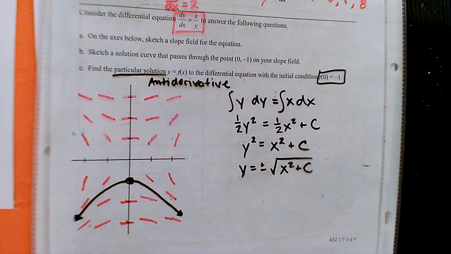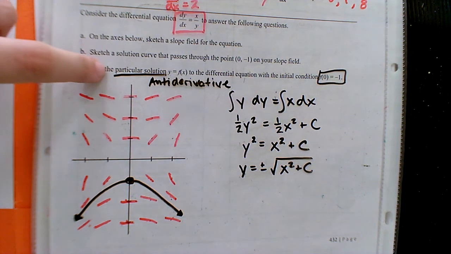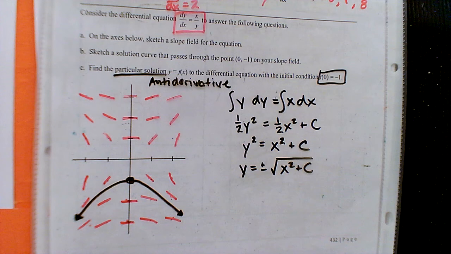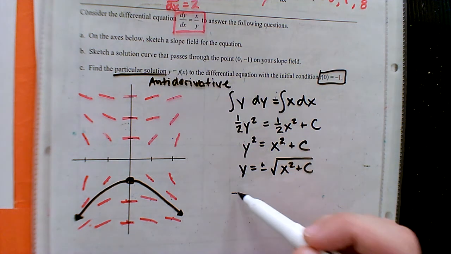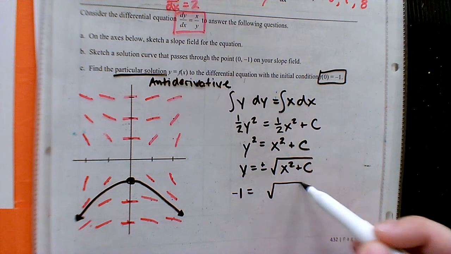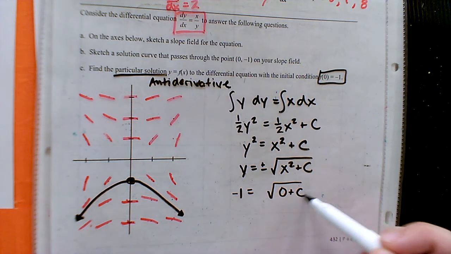So there's the general antiderivative, the general solution, but it wants the particular, the exact solution, the exact antiderivative that goes through this point. Okay, the exact equation of this curve that we drew. So how do you want to go ahead and use that point? We're going to plug it in. So the y would be -1 and the x would be 0.